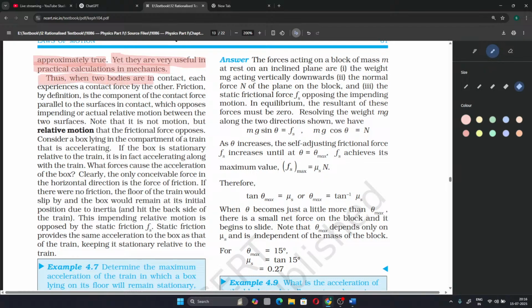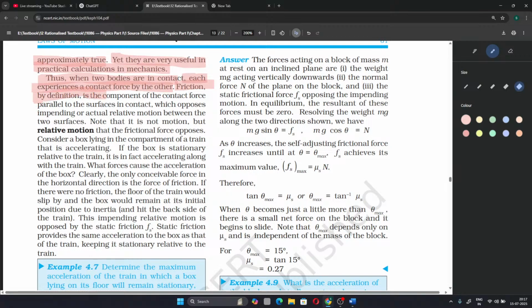Thus, when two bodies are in contact, each experiences a contact force by the other. This is basically Newton's third law. When two bodies are in contact, each experiences a contact force by the other, and this contact force is equal and opposite.